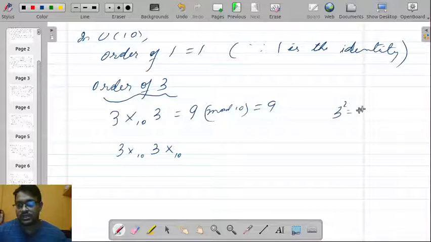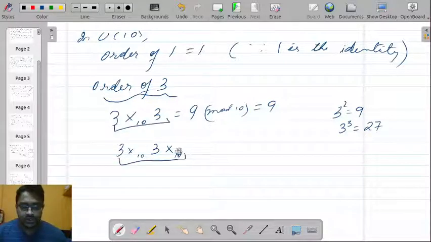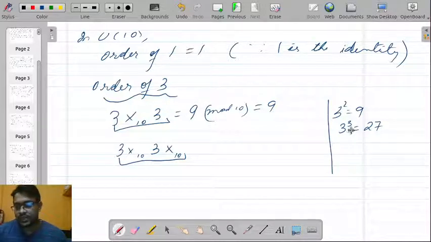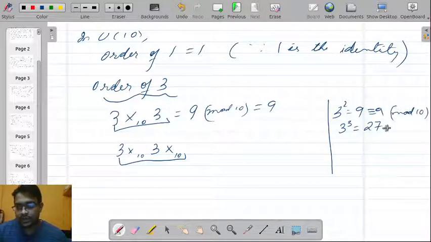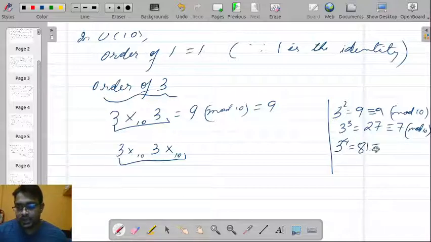If you just read the powers of 3: 3 square is 9, 3 cube is 27. You don't have to do these calculations step by step. In the rough, you just think about 3 square, 3 cube. So 3 square is 9, which is congruent to 9 mod 10. 3 cube is 27, which is congruent to 7 mod 10, since if you divide 27 by 10, the remainder is 7. 3 to the power 4 is actually 81. So here you see, if you divide 81 by 10, the remainder is 1.